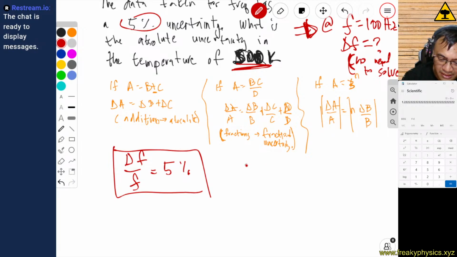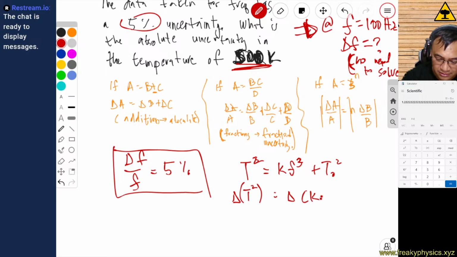We know that t cubed, let's put that equation back in. T cubed is equal to k f squared, or the other way, squared here and cubed here, right? Plus t0 squared. Now, in this case, this means it's a combination of addition and multiplication, right? So I'm going to do this first. What's the uncertainty in t squared? I'm just going to do it like that in bracket. What's going to be the uncertainty in k f cubed? Again, the whole thing in bracket, plus the uncertainty in t0 squared. Okay, so that's the first part.